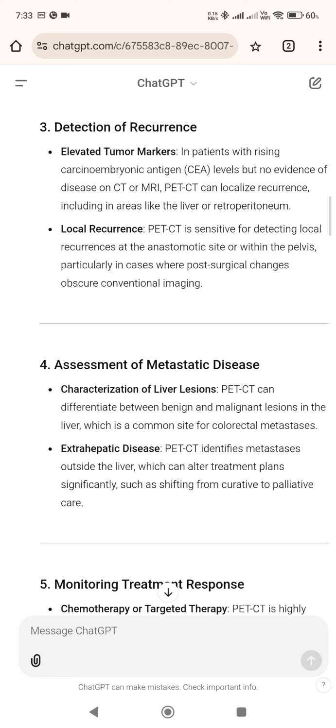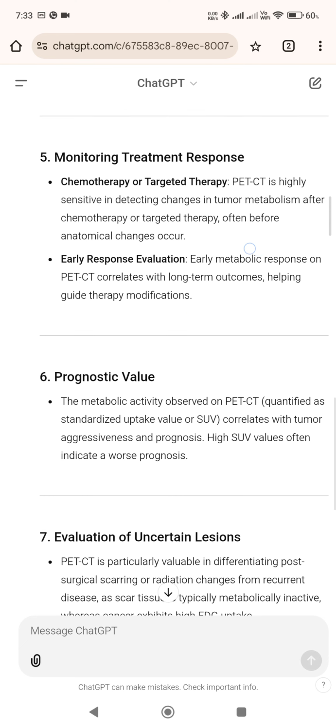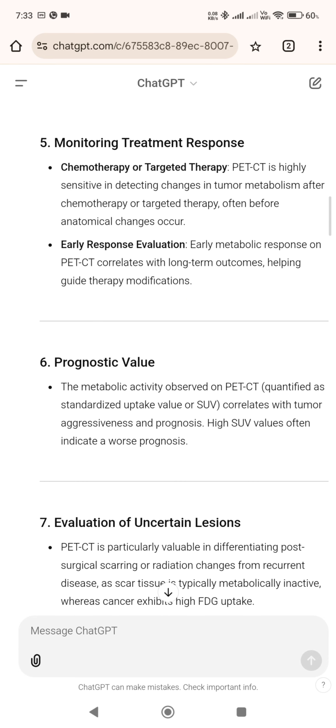PET-CT identifies metastases outside the liver, which can alter treatment plans significantly, such as shifting from curative to palliative care. 5. Monitoring treatment response. Chemotherapy or targeted therapy. PET-CT is highly sensitive in detecting changes in tumor metabolism after chemotherapy or targeted therapy, often before anatomical changes occur. Early response evaluation. Early metabolic response on PET-CT correlates with long-term outcomes, helping guide therapy modifications.